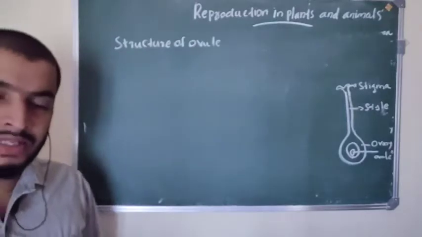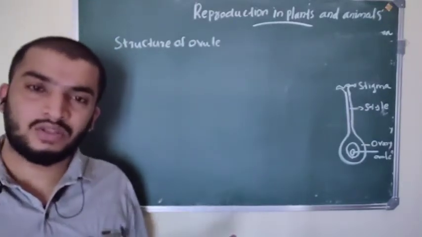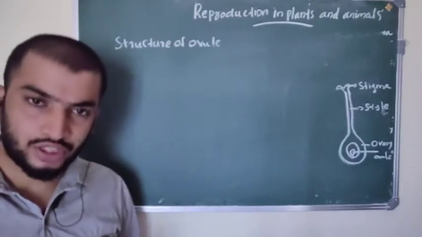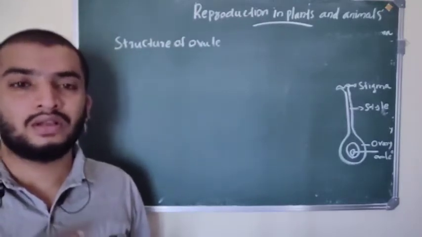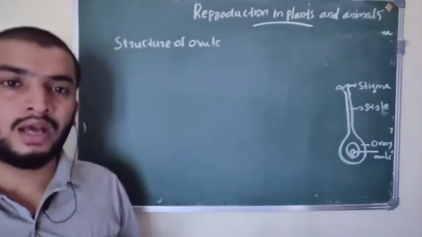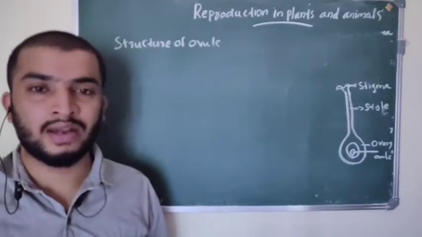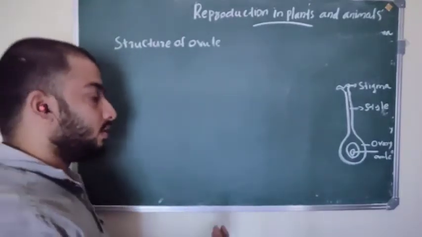So we were discussing reproduction in plants and animals. Last class we covered vegetative reproduction, asexual reproduction and also sexual reproduction in plants. We studied the structure of the flower, the structure of the stamen and pollen grain, and also the structure of the pistil or carpel.